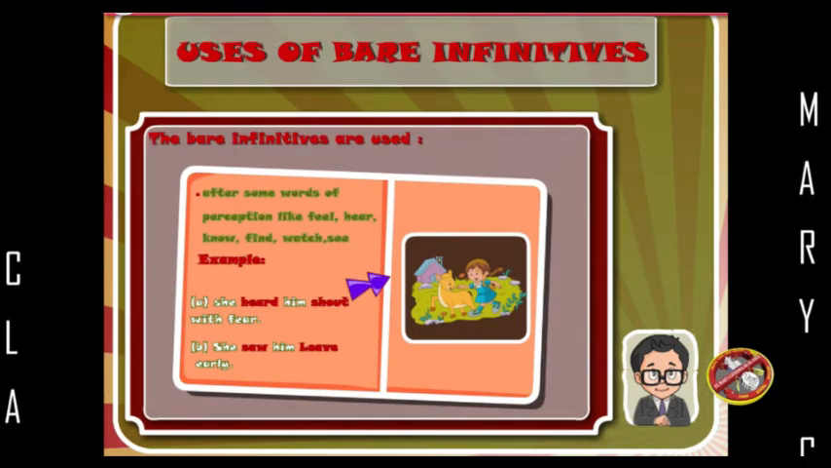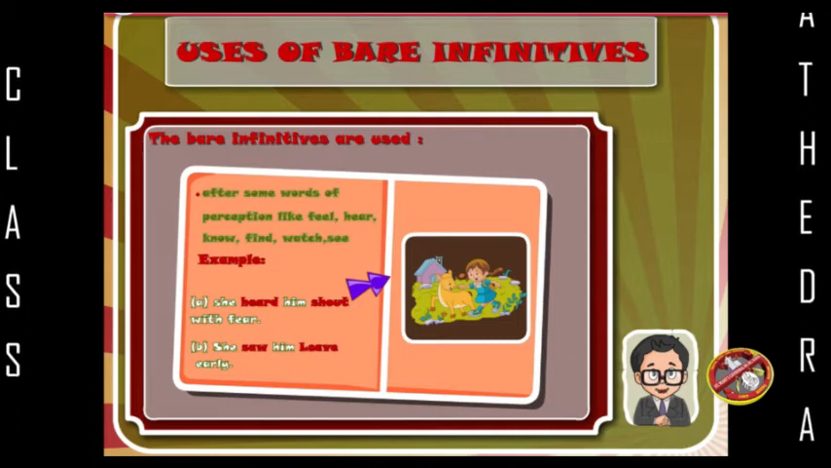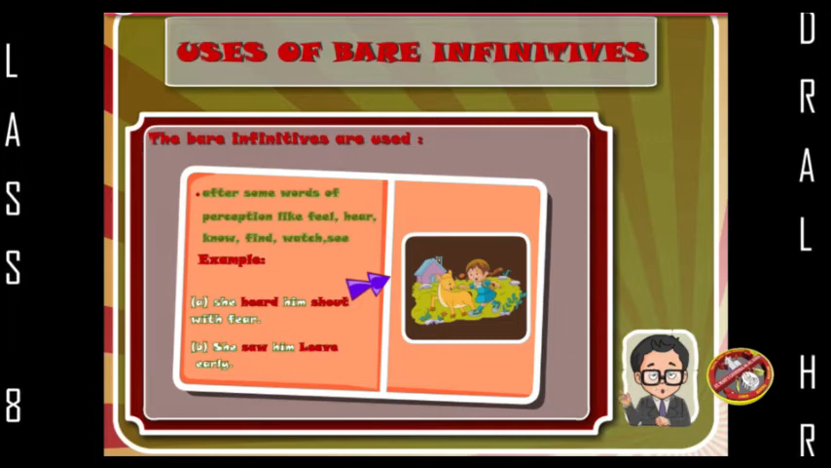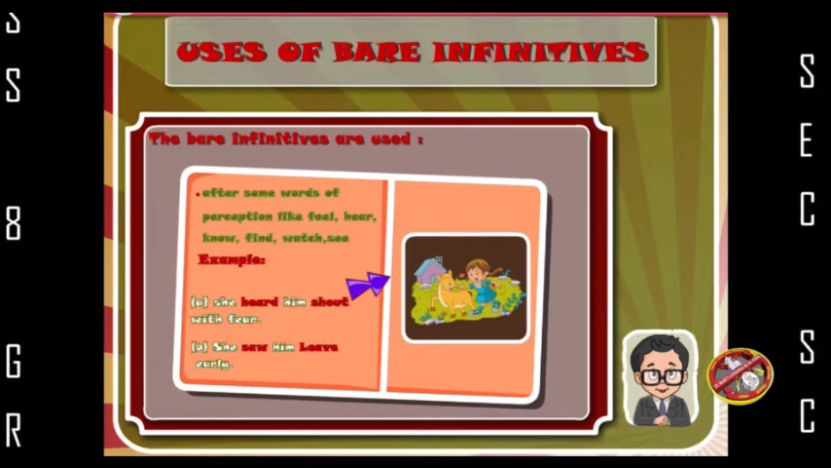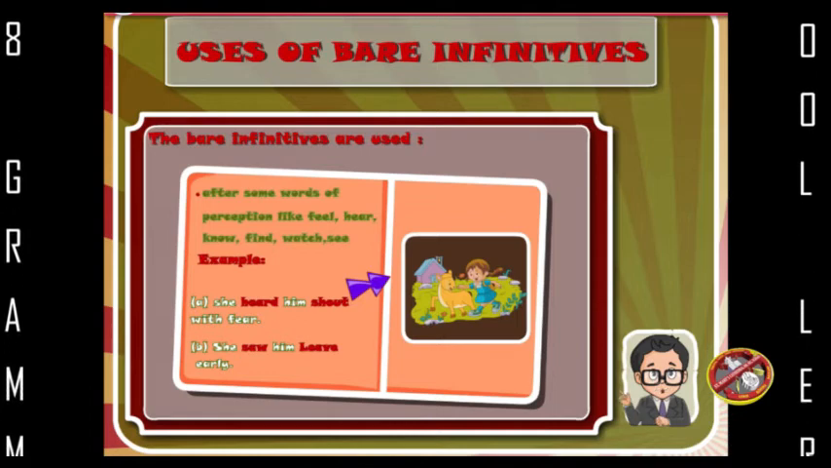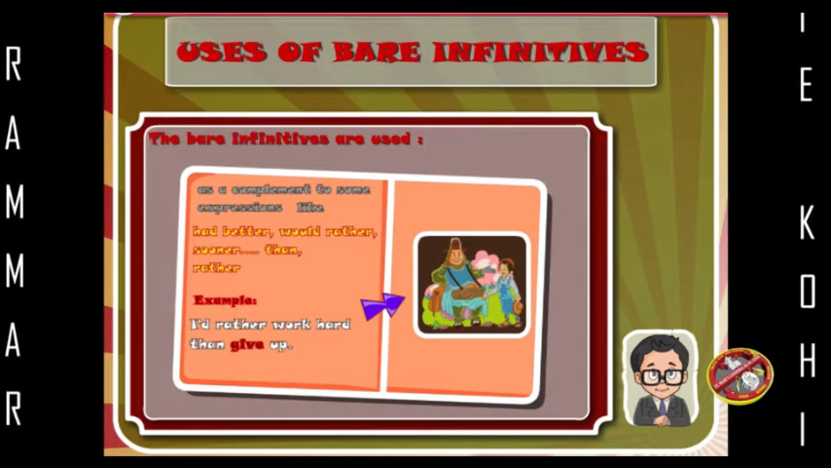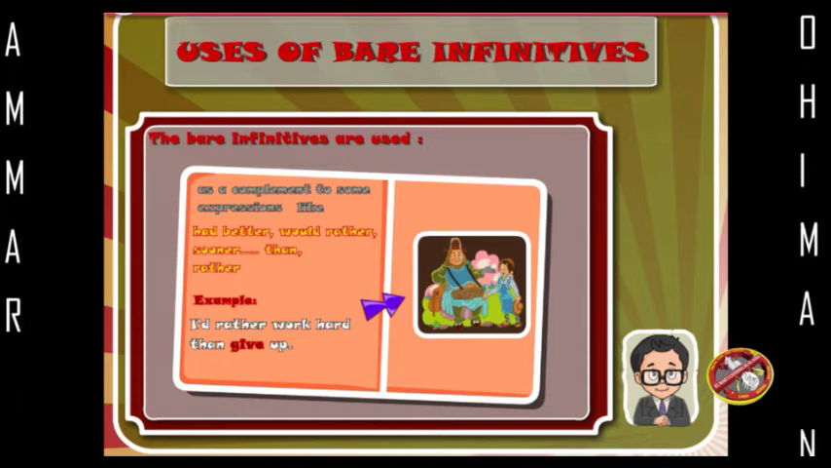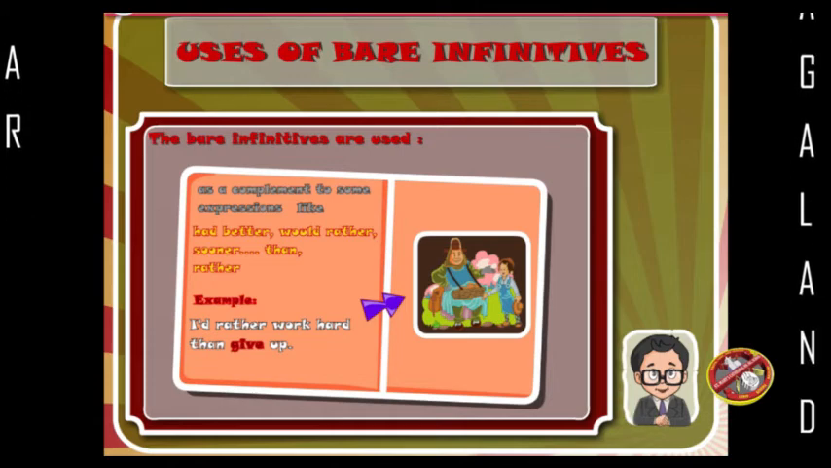The bare infinitives are used after some words of perception like feel, hear, know, find, watch, see. Example: she heard him shout with fear. She saw him leave early. As a complement to some expressions like had better, would rather, sooner than, rather. Example: I'd rather work hard than give up.